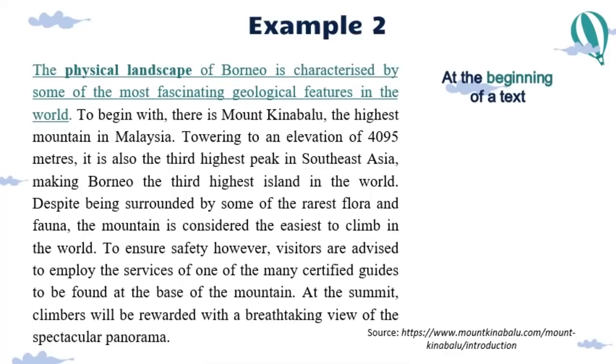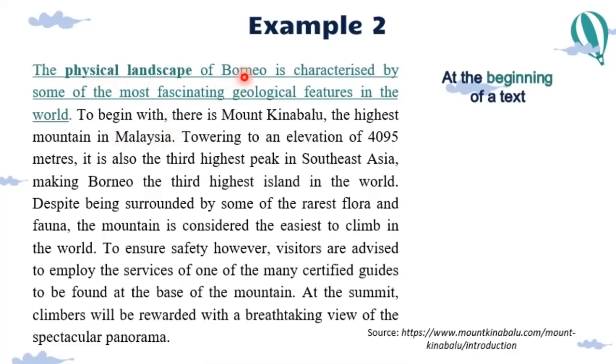If you can see, the first sentence of this paragraph, the one underlined, I highlight the words physical landscape. Now, this is the most important idea of this whole text. It is about the physical landscape of Borneo. And if you read the second sentence onwards, you will see that there are a lot of supporting details which have the description of the physical landscape of Borneo.